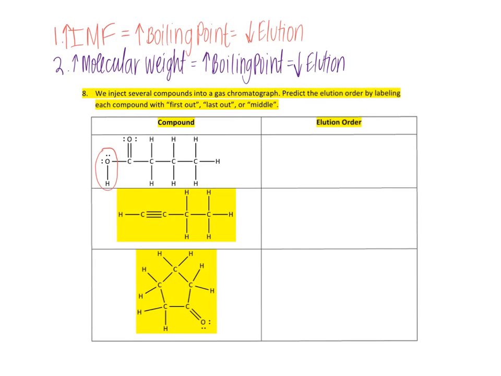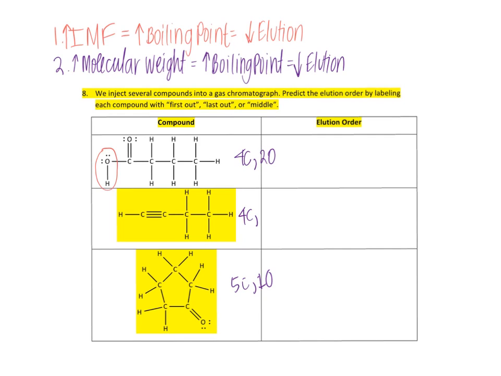So this first molecule has 4 carbons and 2 oxygens. The second has 4 carbons, and the third has 5 carbons and 1 oxygen. The first molecule has a slightly higher molecular weight than the third molecule, and that gives us another reason to think it will elute last.